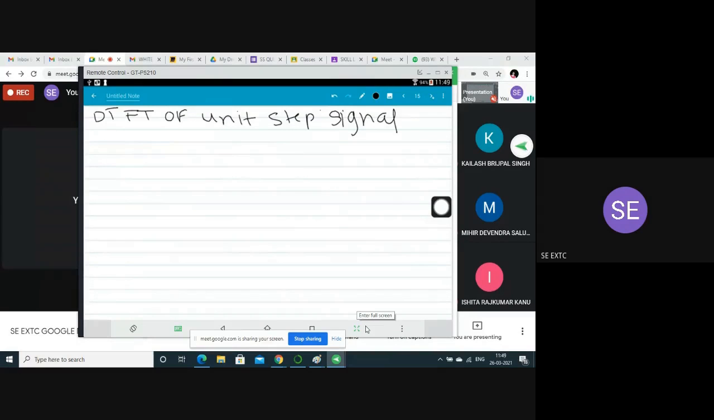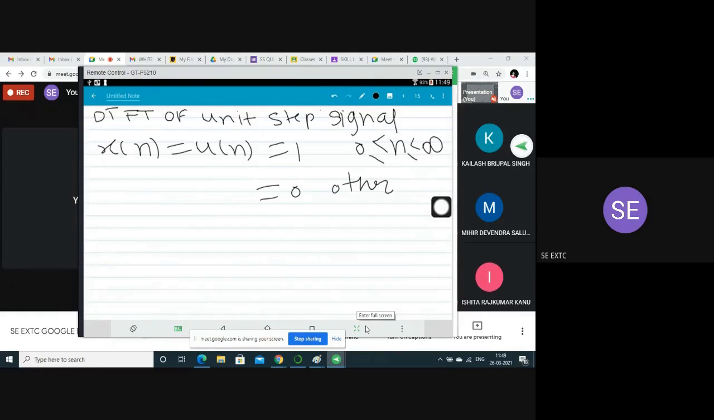So x of n is equal to u of n is equal to 1 from 0 to infinity, and it is equal to 0 otherwise. This is your unit step signal. Now you have to find the Fourier transform of this unit step signal.